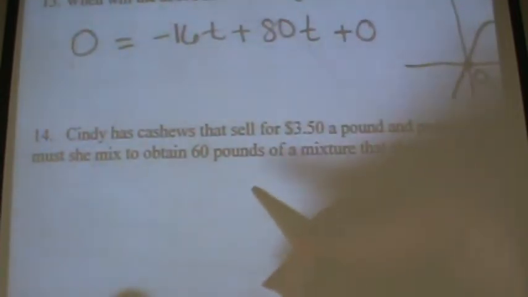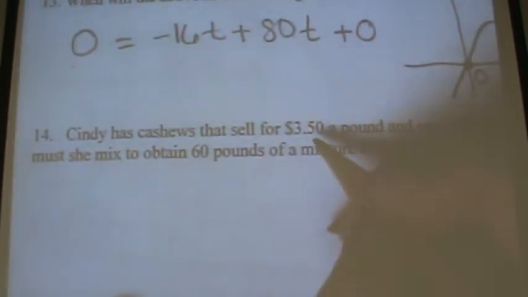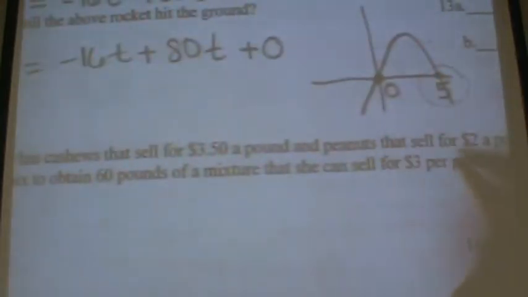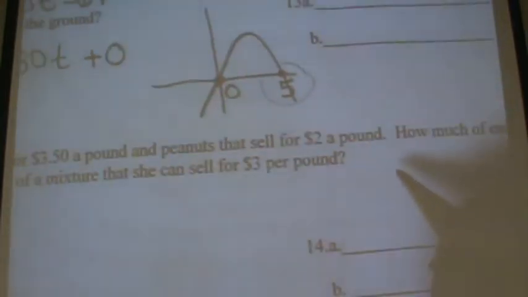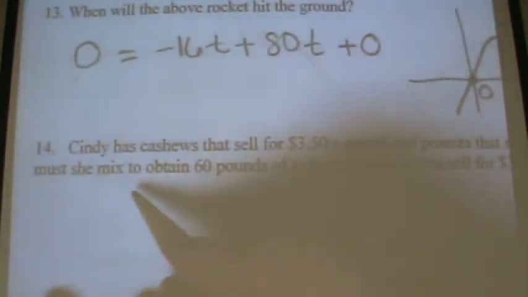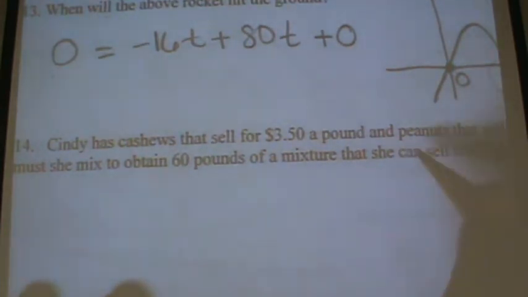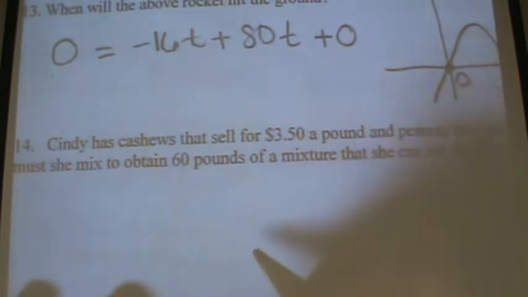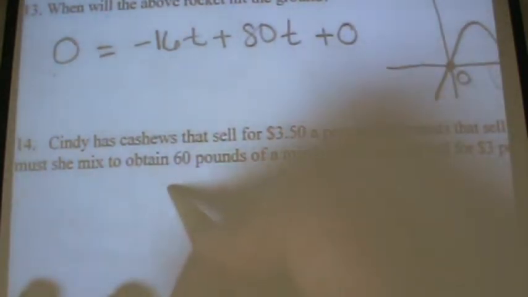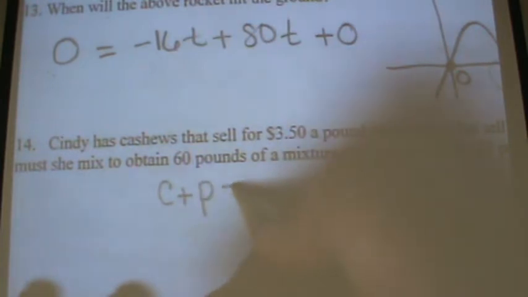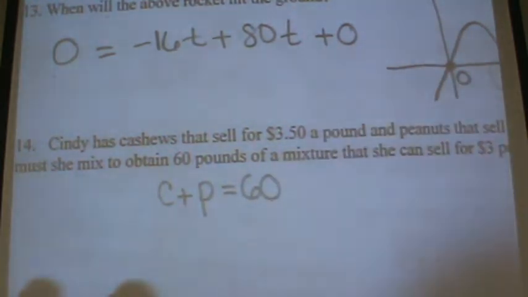Cindy has cashews that are $3.50 a pound, and peanuts are $2 a pound. This is another mixture problem. How much of each must she mix? She wants to put some cashews and some peanuts into a container, and she needs 60 pounds of them. So can you give me one equation? C, cashews plus pecans equals 60.